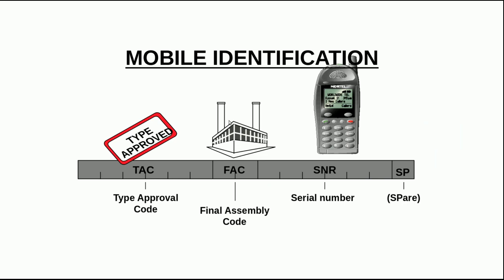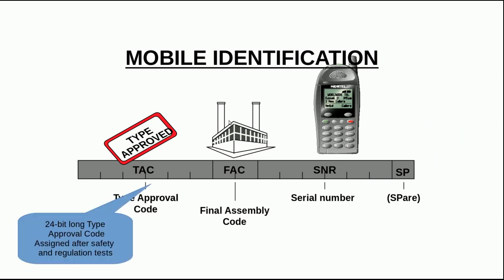Now, what is this IMEI number, and what are the fields that are there in the IMEI number? The first field is the type approval code. It is basically a 24-bit long code, and it is used whenever a mobile station is constructed. It is tested by the manufacturer so that it complies with the safety and functional regulations that it has to comply with. So after those tests are successful, this 24-bit type approval code is assigned to the IMEI of that mobile.